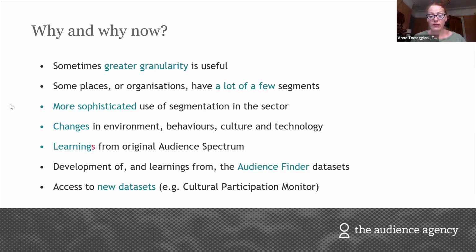And we also have some interesting new data sets at our fingertips. We've always used the Department for Culture, Media and Sport's Taking Part survey as an important layer in the segmentation. But we've now got things like the Cultural Participation Monitor, which is the population survey we've been running since 2020. We now have a really important new source of data there, which is very much more about how audiences are feeling about things right now. The idea is that we can fold some of that more current information into Audience Spectrum too. So that's the why and the why now thinking.